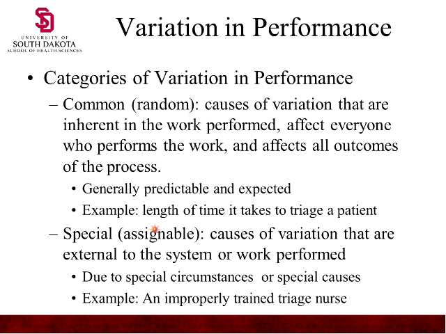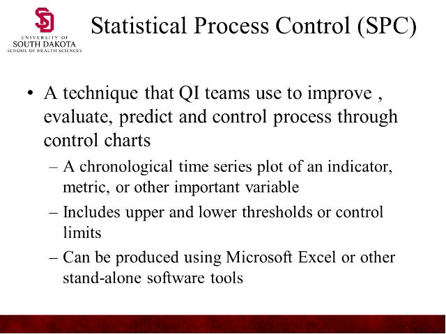Now, special is assignable. That means the causes of variation are external to the system or work performed. They're due to special circumstances or special causes. An example is if you have a brand new triage nurse who would not be as fast as the others, or an improperly trained triage nurse who wouldn't be as competent or as fast as the others. So that would change things. That would be a special cause, not the common cause that applies to all the other triage nurses.